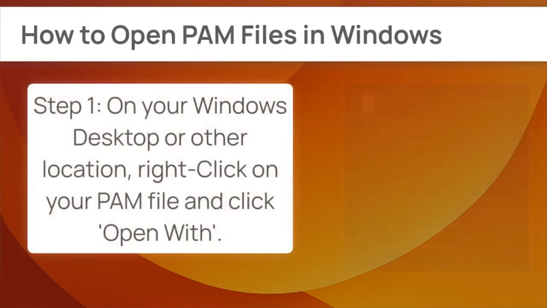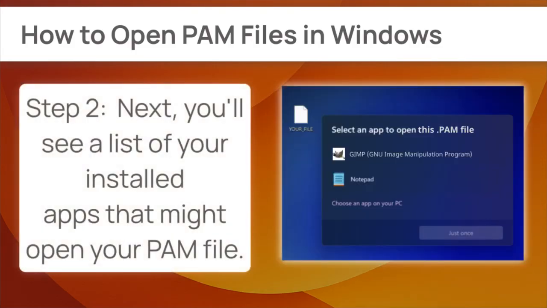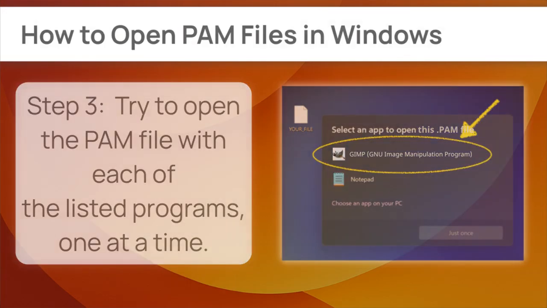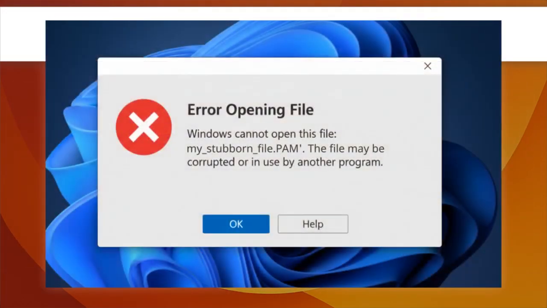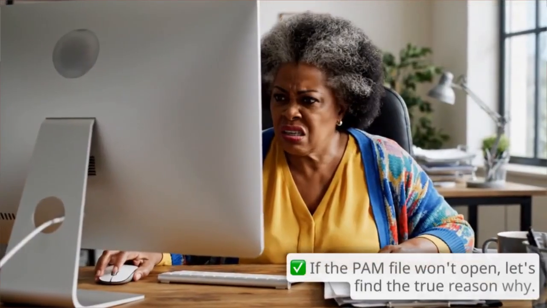Your first step towards data access, right-click the PAM file and select Open With. If GIMP, GNU Image Manipulation Program, is on your system, try that first. If not, try another option immediately. If you cannot access the PAM file, no problem. The specificity of the PAM format is likely what caused the error.